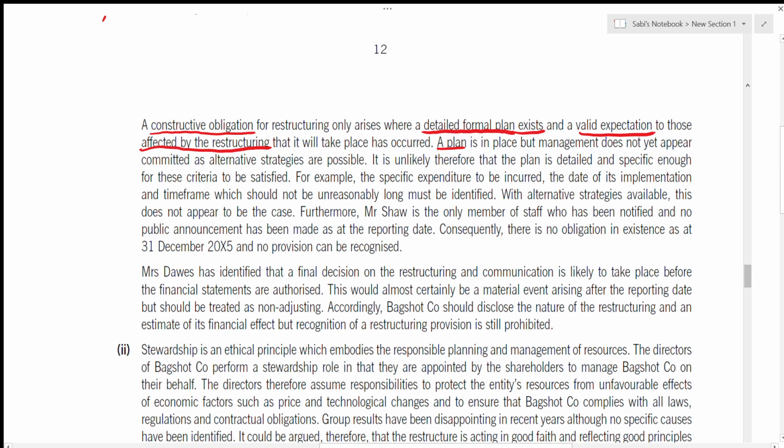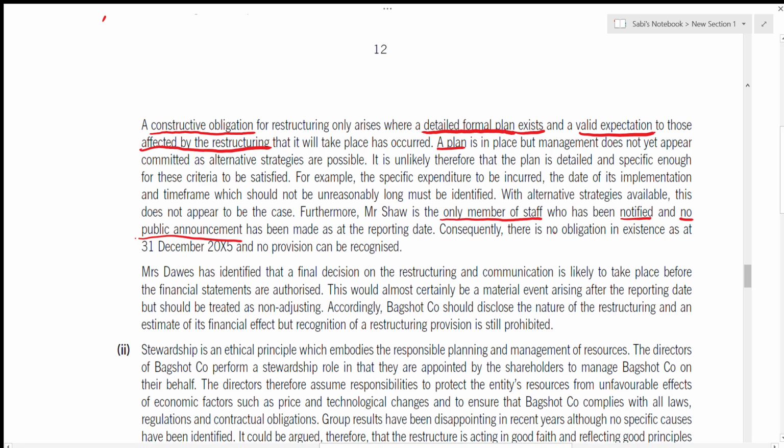Furthermore, Mr. Shaw is the only member of the staff who has been notified. If you have seen, Mrs. Dove has already informed Mr. Shaw of the restructuring plan, not anyone else. So Mr. Shaw is the only member of the staff who has been notified and no public announcement has been made as at the reporting date. Consequently, there is no obligation in existence as of 31st December 2005 and no provision can be recognized.